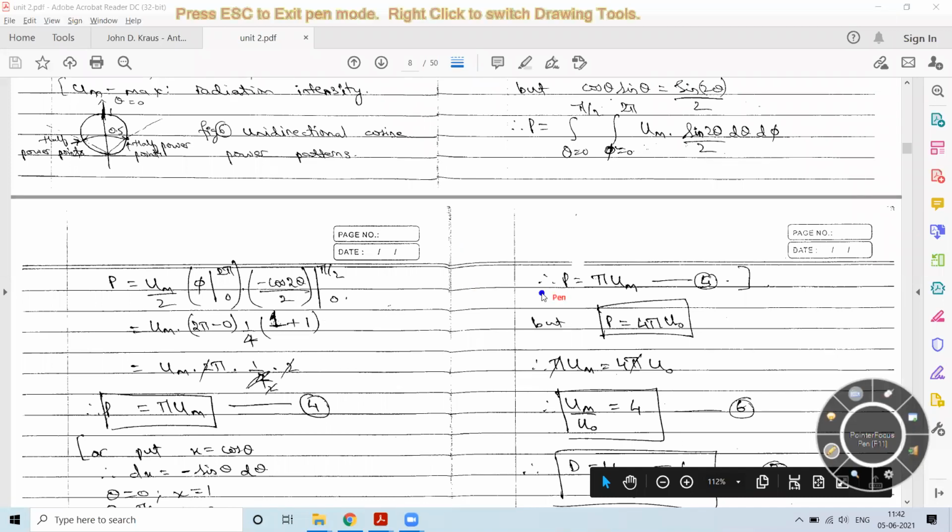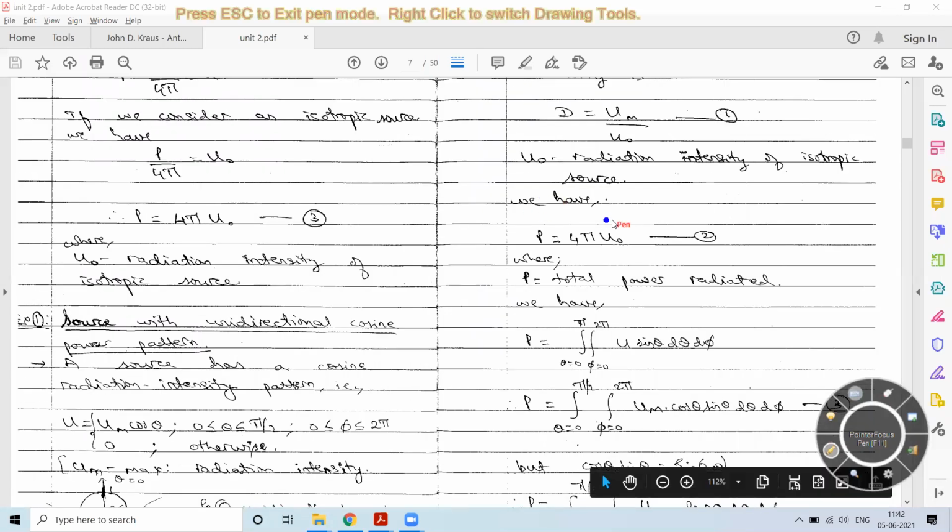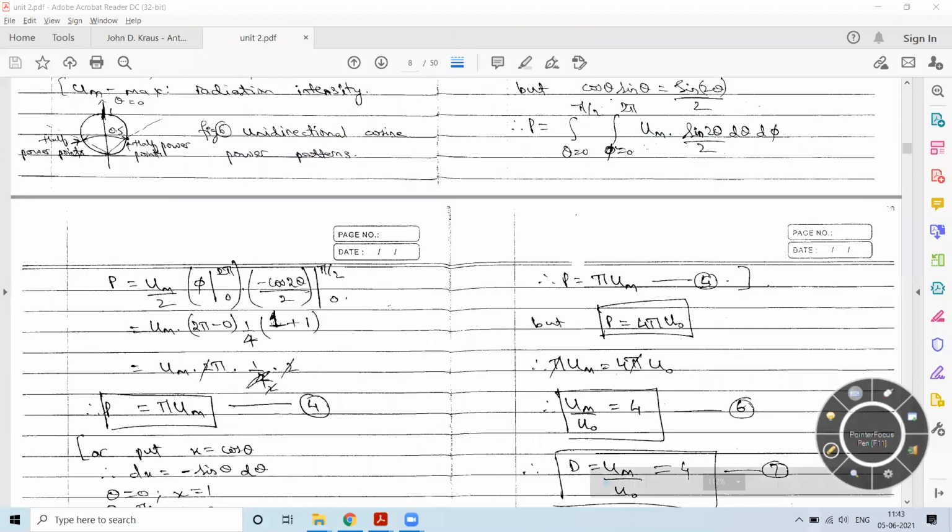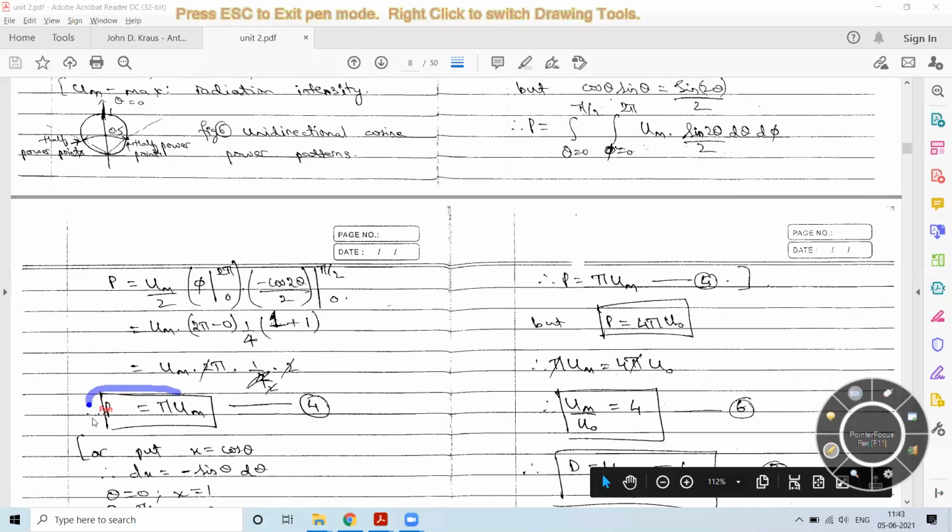So now we have a total of 2 equations. One is the total power which is radiated by the antenna under consideration, and the other is the total power which is radiated by an isotropic antenna, in which the assumption is that U naught will be the value of the average radiation which will be emitted by this antenna. That is the consideration. So in short, this is the power which has been radiated by the isotropic antenna, and this is the power which has been radiated by the antenna under consideration.